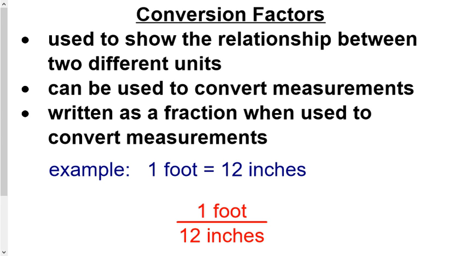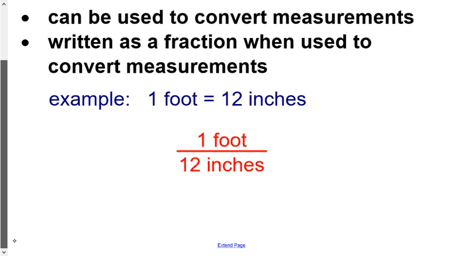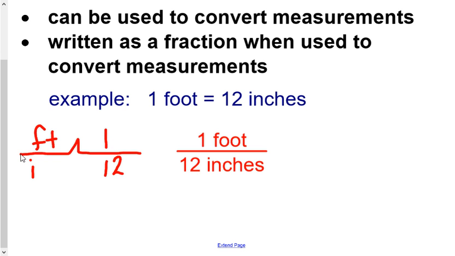They can be used to convert measurements, and they're generally written as a fraction when they're used to convert measurements. More specifically, we would probably write them this way. For example, if we look at 1 foot equals 12 inches, we would probably think about writing them in a bridge map to help us. 1 foot equals 12 inches. Now, when you see that, you should go, oh, wait a minute. Okay, now I sort of see why we're doing it with this unit. So let's look at some examples.